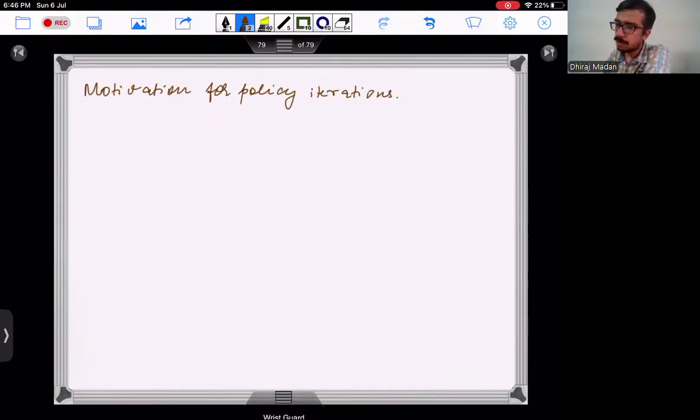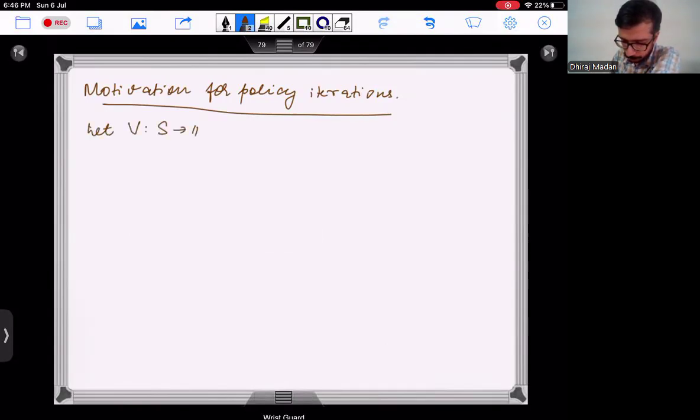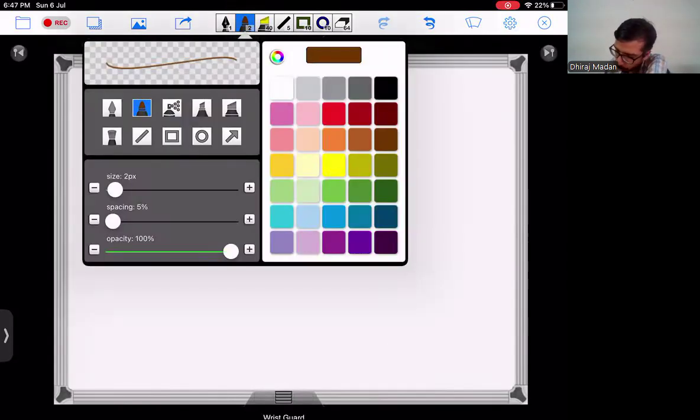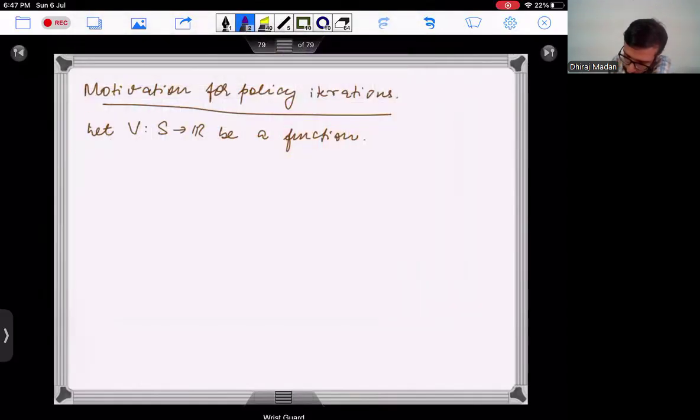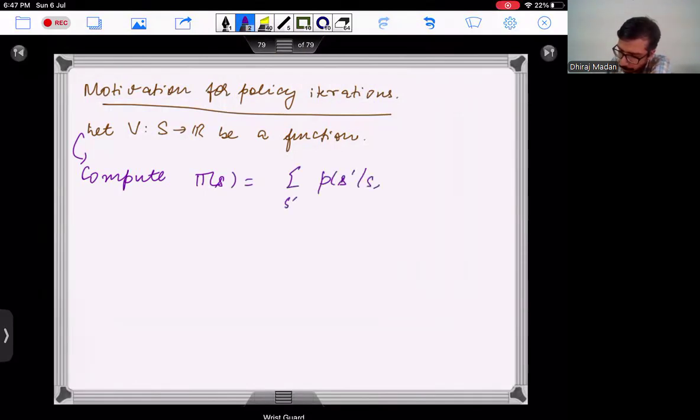So the idea is as follows. Let V from S to R be just a function. It may correspond to a value function for some policy, it may not. Now from this, let's try to compute pi of s, a policy which works by assuming that this is an optimal value function. Then what is the action to pick?